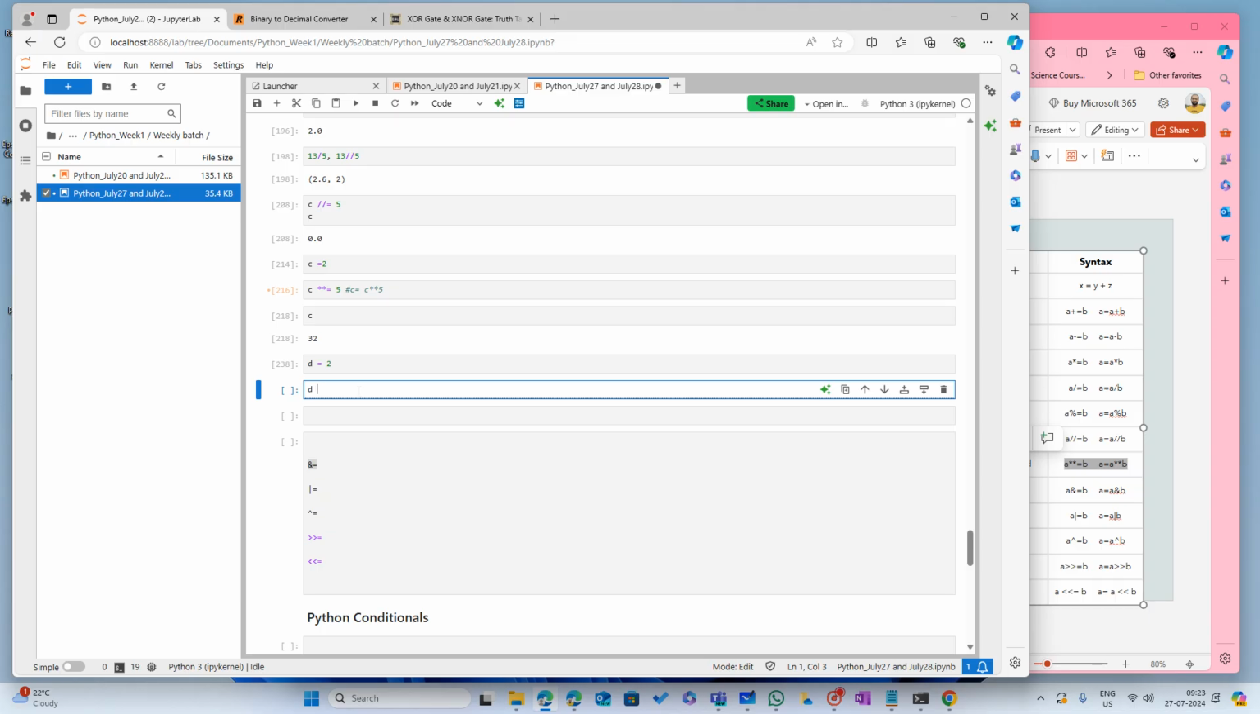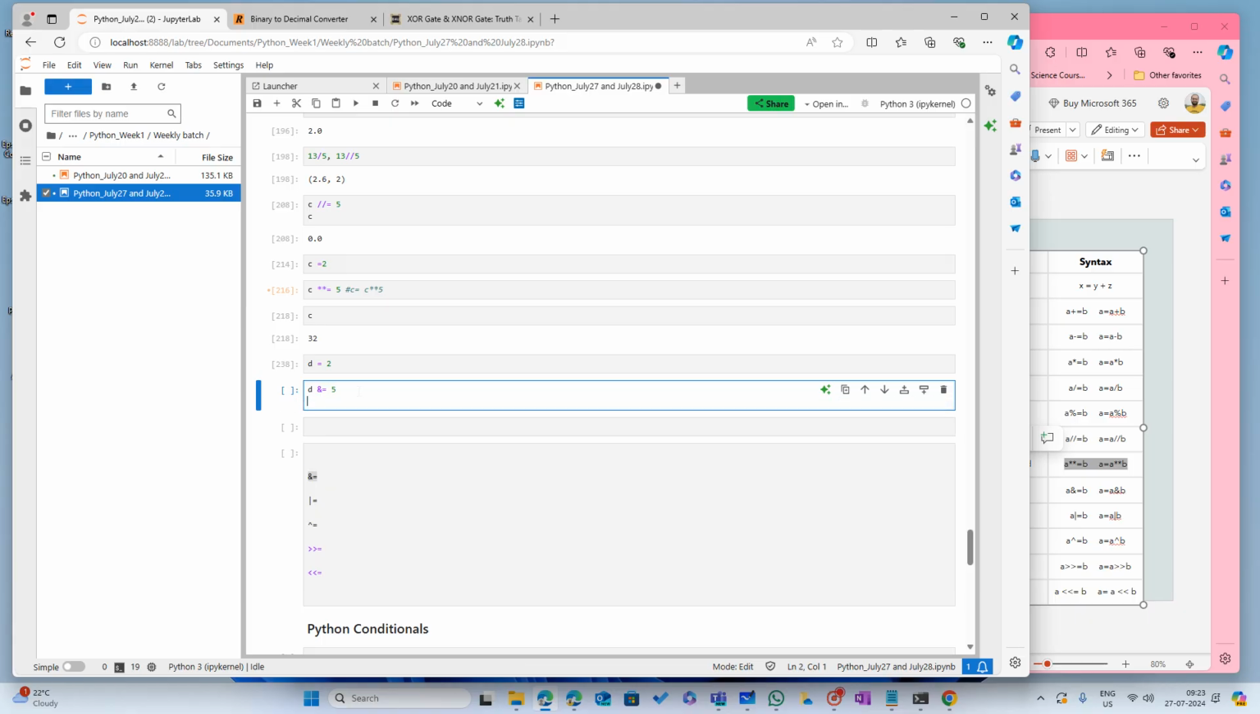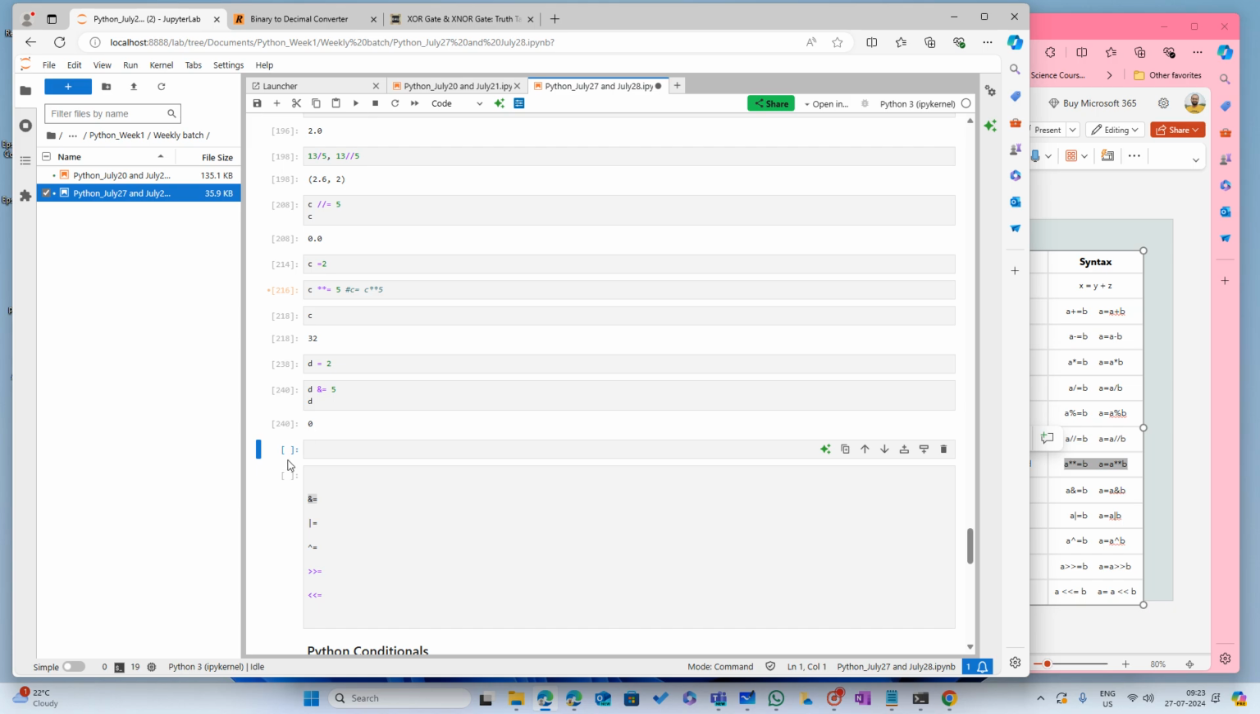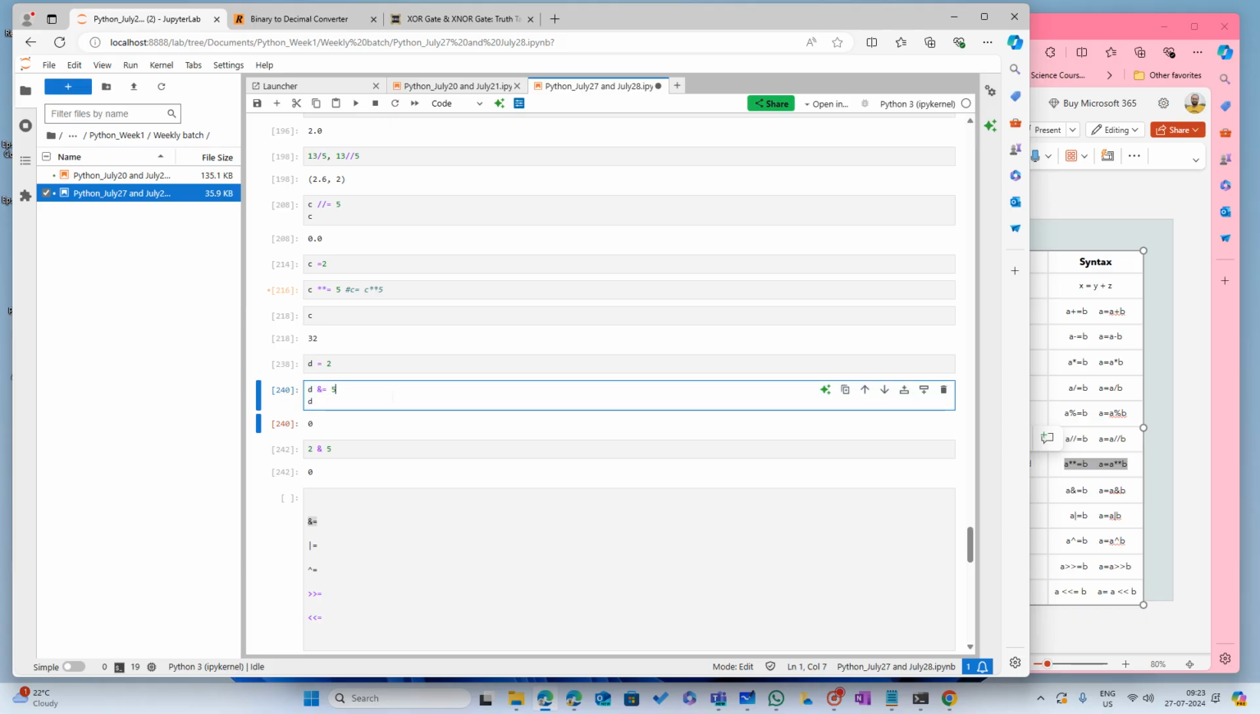So anyway, d, if I assign d value as 2 and I want to do a calculation of d ampersand equals to 5, and I want to print the value of d, you'll get 0. Why? Simply because 2 and 5 is 0. It's just that we are doing the same thing. We are doing the calculation, but we are also assigning. So this means d and 5, which is being assigned to d. That's what is happening here.